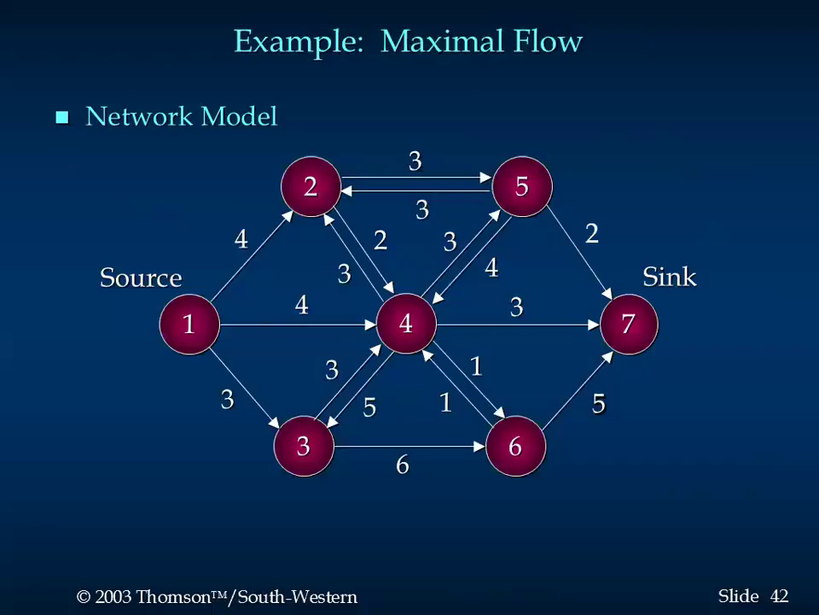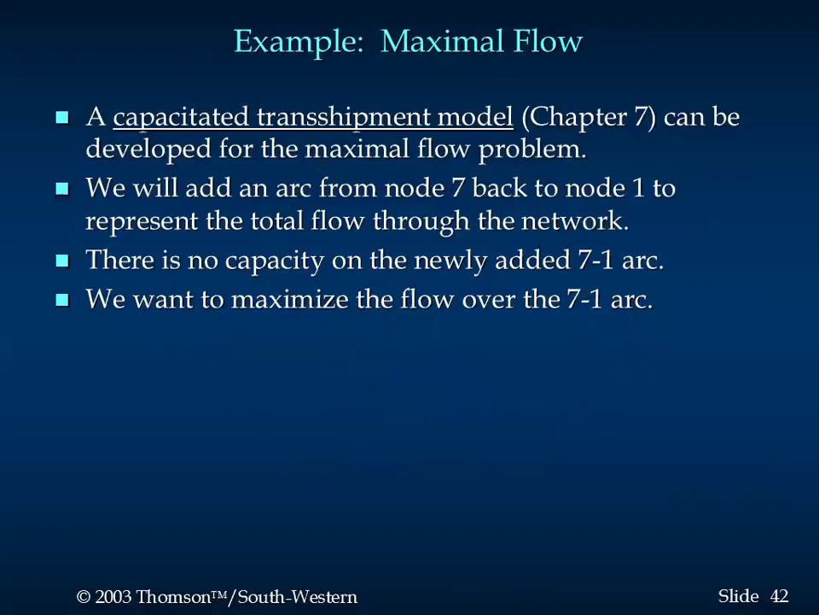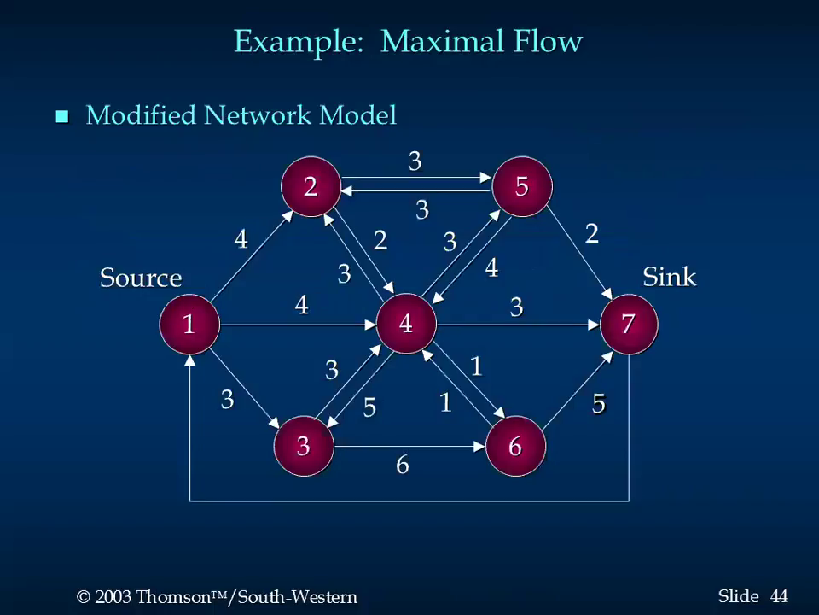So we'll join 7 back to 1 through one arc and make it into a conservative system. That is the total system flow. So we add an arc from 7 back to node 1, which represents the total flow through the network. This has no capacity, and this is 7, 1, and that is actually what we're trying to maximize. That represents the objective: the flow from 7 back to 1, which is the flow in the system. Now, once we do this, it's conservative.